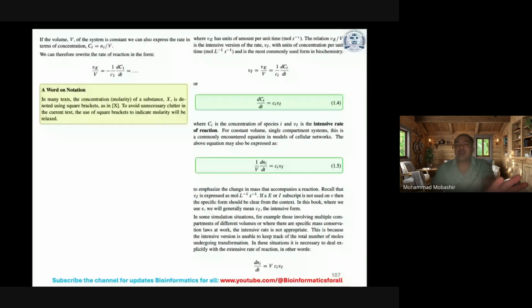So what is the notation? How are the concentrations represented? In many texts, the concentration or molarity of a substance X is denoted by using square brackets, as you have seen. To avoid unnecessary clutter, you need to use one uniform way of annotation. And that is, for example, here the square bracket.